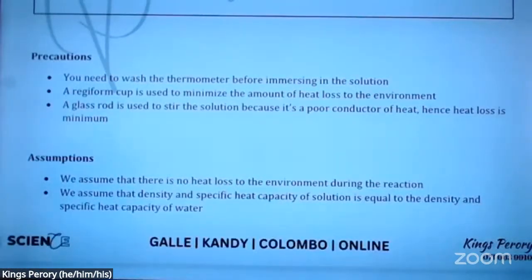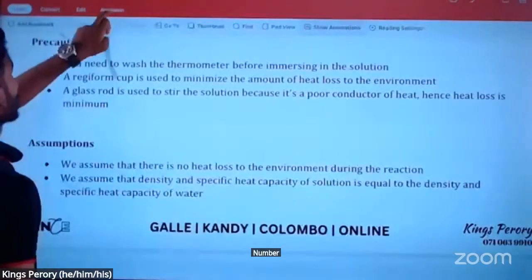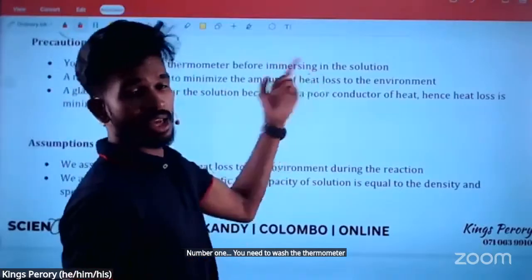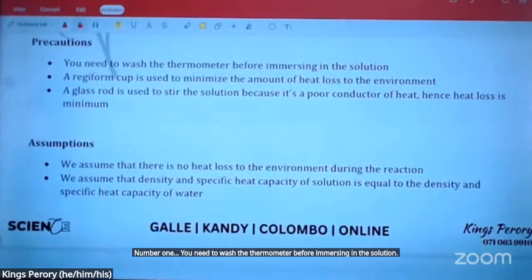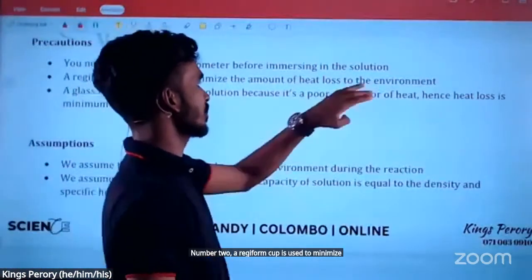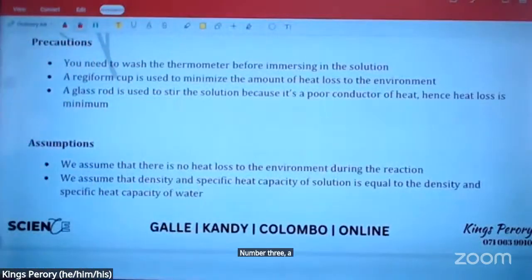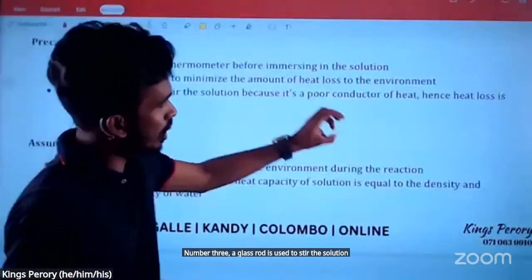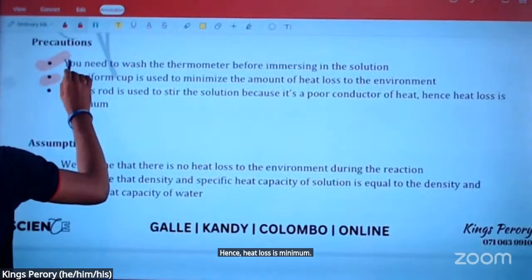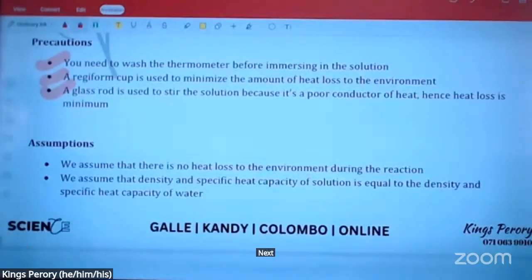Precautions. Number one, you need to wash the thermometer before immersing it in the solution. Number two, a polystyrene cup is used to minimize the amount of heat loss to the environment. Number three, a glass rod is used to stir the solution because it's a poor conductor of heat. Hence, heat loss is minimum. So these three are the precautions. Next, going to assumptions.